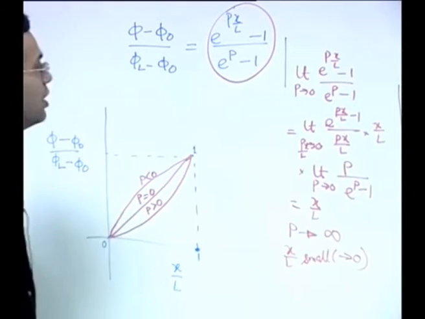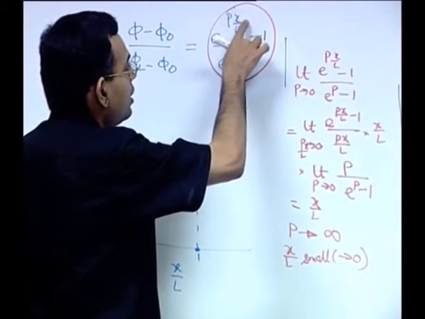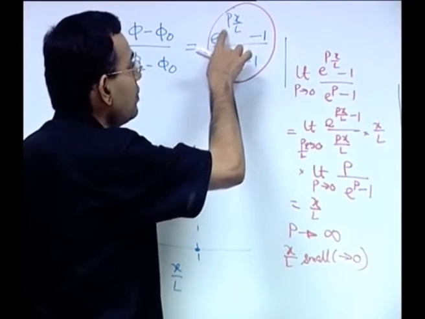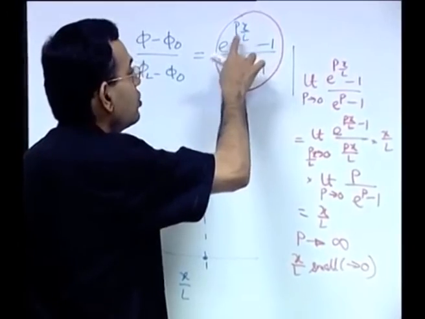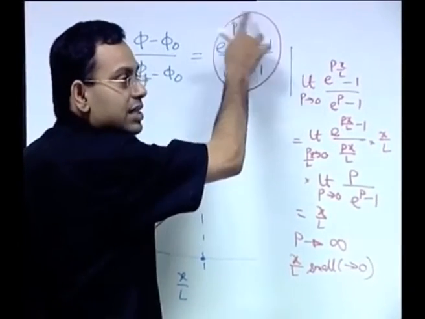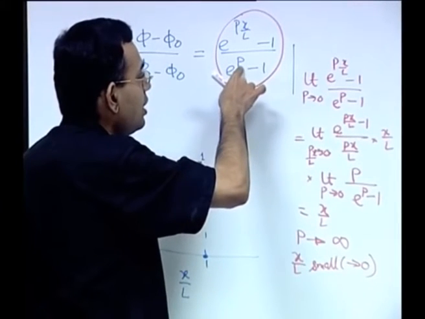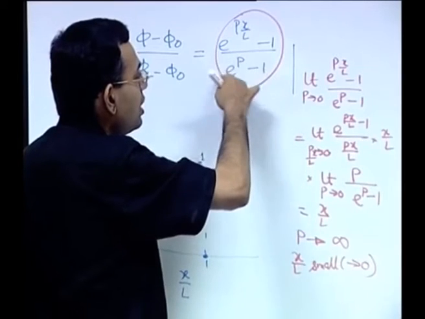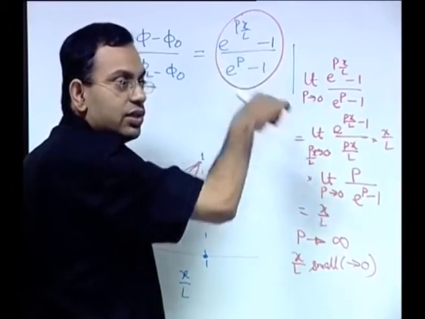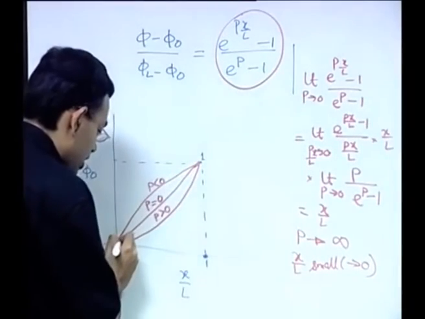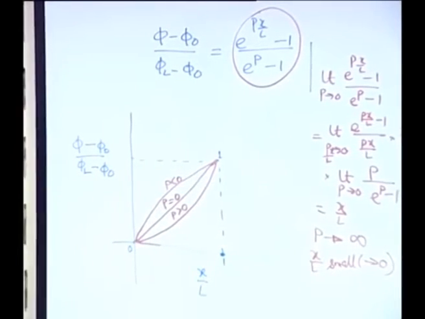then what happens? The numerator is e to the power (tending to infinity into tending to 0). P tends to infinity, x by L tends to 0, but p into x by L is finite. So, e to the power some finite number minus 1 is a finite number, whereas in the denominator it is e to the power infinity minus 1, that is the denominator tends to infinity, but the numerator tends to a finite limit. So, this ratio tends to 0. Therefore, for small values of x by L, this will tend to 0.